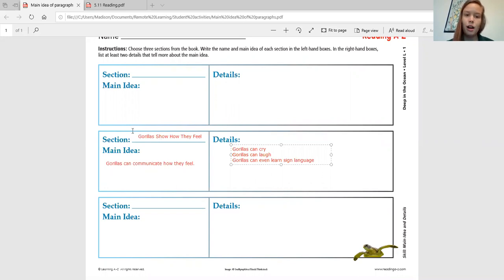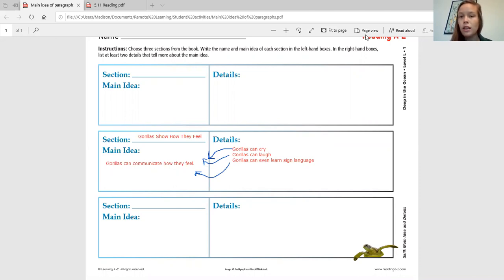Our section title I filled out was Gorillas Show How They Feel. I said that the main idea was that gorillas can communicate how they feel, because in that whole section, that's what it was mostly about. Now, over to the details. Remember, the details help support our main idea. So gorillas can cry. When they cry, they're showing how they feel. Gorillas can laugh. And again, when you're laughing, you're showing how you're feeling. We've talked a lot about our feelings. And then lastly, gorillas can learn sign language. That's another way that they can communicate how they feel.